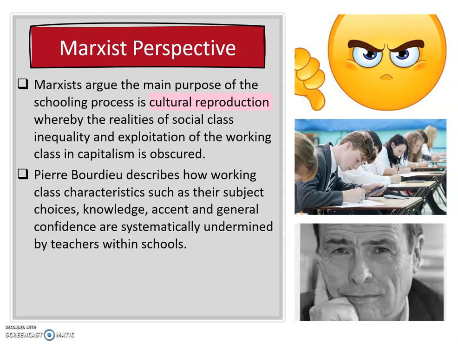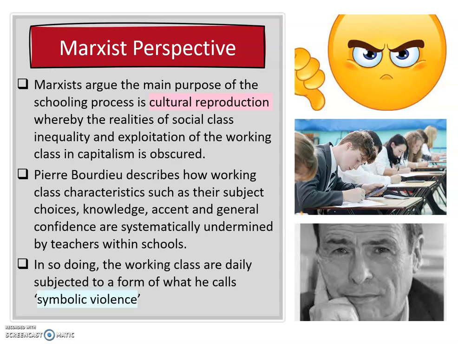And Bourdieu, the guy at the bottom looking serious, describes how working class characteristics, such as the subjects they might choose, their knowledge, maybe how they speak, are undermined by teachers within schools. So they don't embrace their working class culture; it's frowned upon. And this has a really posh term. Within this topic, it is called symbolic violence. This is the idea that working class people are not respected for their culture and are looked down upon, and that is called symbolic violence.